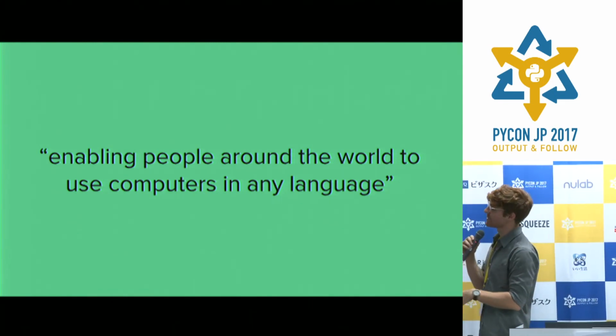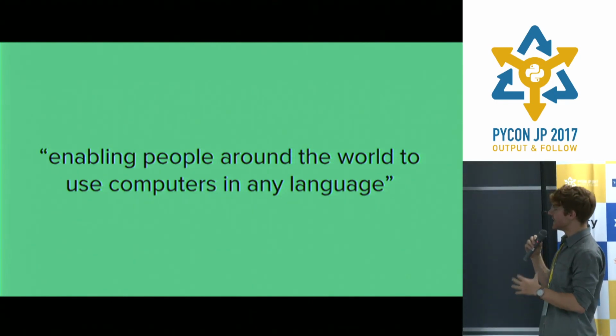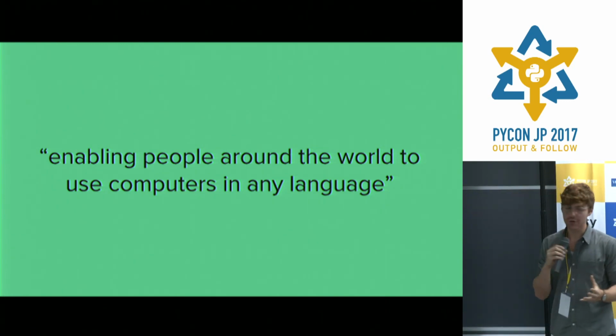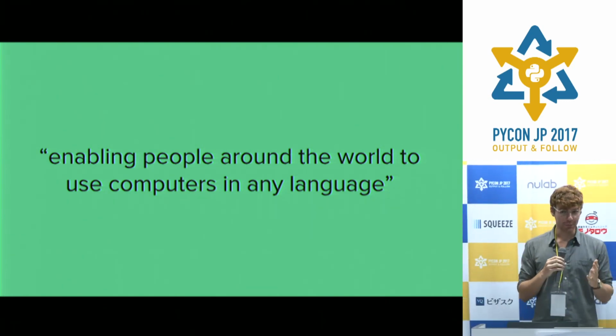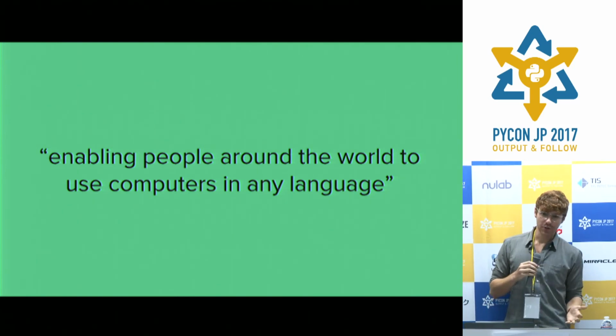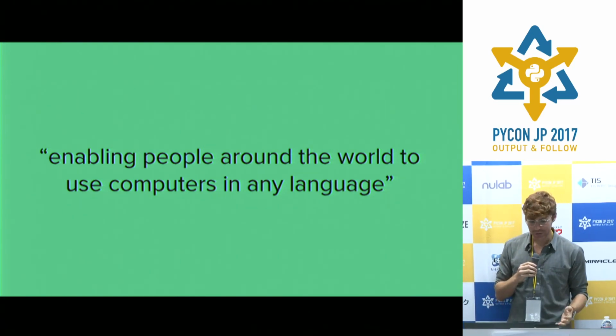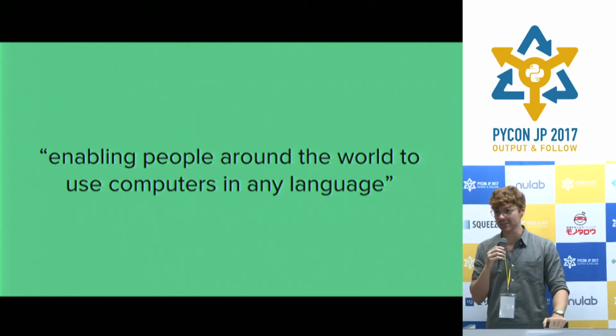And Unicode has this very lofty goal of enabling people all around the world to use computers in any language. And so far, it's actually been pretty good at that. It supports 135 scripts, it supports 1,100 languages, and 2,666 emoji.